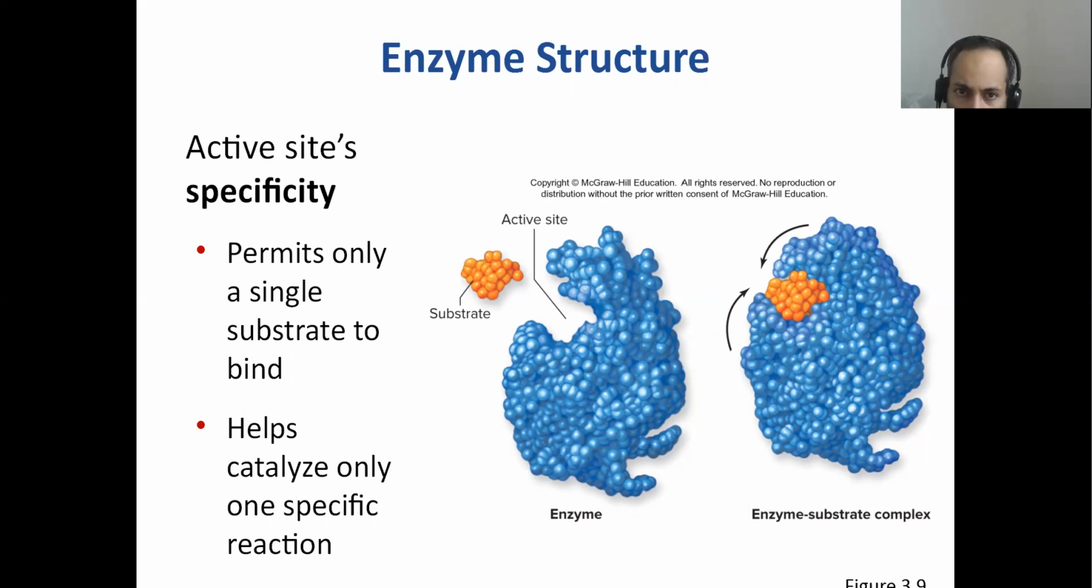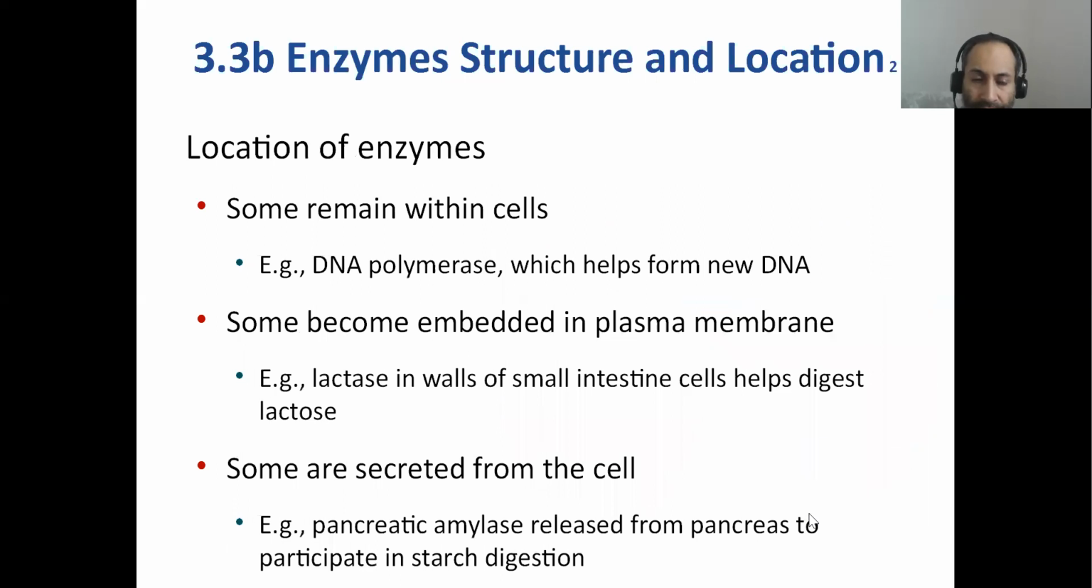What you also see here is enzymes have this place on them called the active site, and that is where the substrate clicks into place. It clicks into place in the enzyme, and then it's called an enzyme-substrate complex, and that's when the reaction gets going, okay? Enzymes can be found in a number of places within the body. Some of them are found inside of your cells. An example, DNA polymerase. DNA polymerase helps you form new DNA, all right?